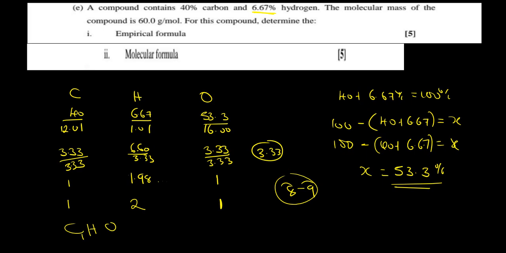So C has 1, hydrogen has 2 there, then 1 like that. So this is what we now call the empirical formula. All right, empirical formula like that. All right, so we are done here. So this is the empirical formula of this compound.